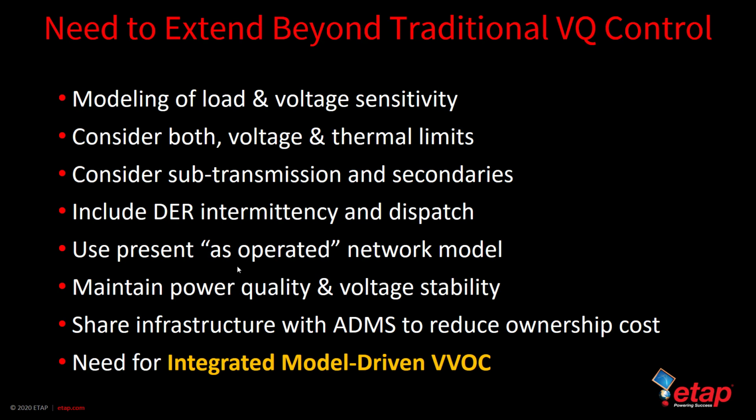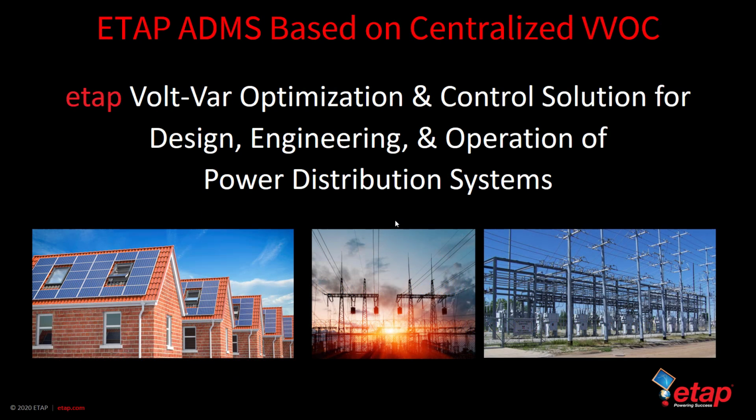Maintain power quality and voltage stability throughout to ensure that the sources and loads are not disconnected and reconnected in bulk. Share infrastructure with the ADMS to reduce ownership cost, and therefore this essentially drives the need for an integrated model-driven volt-VAR optimization and control. Therefore, ETAP ADMS is based on a centralized volt-VAR optimization and control objective that is used by operational planning, network planning, as well as engineering of power distribution systems.